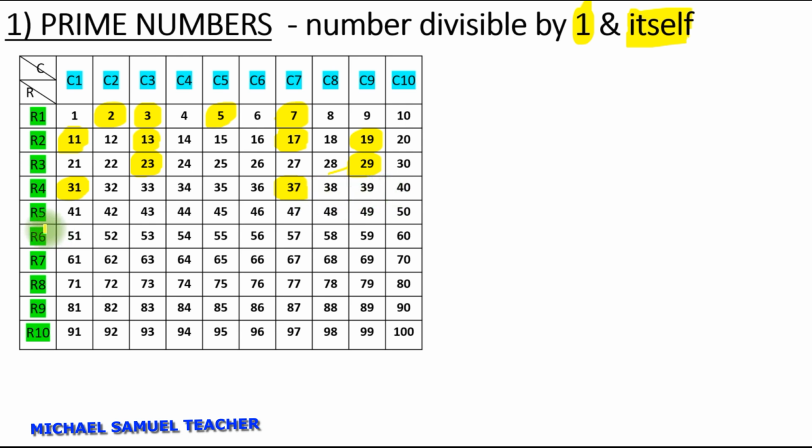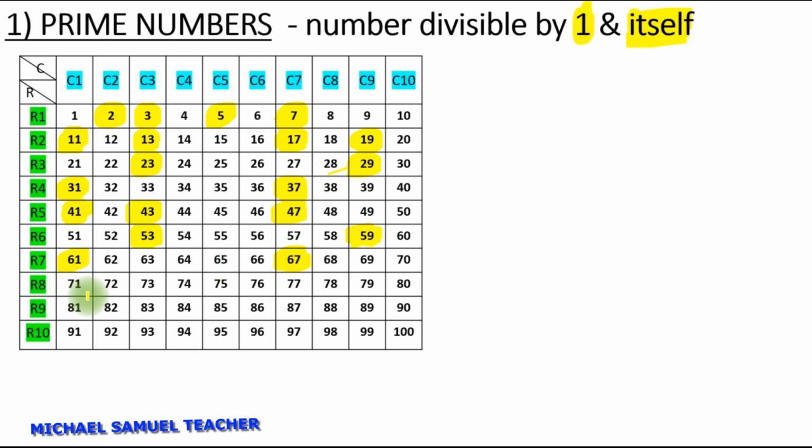But more. Then row 5, we have 41, we have 43, we also have 47. Then in row 6, we have 53, then we have also 59. 57 is not a prime number, so we have 53, 59. Then in row 7, we have 61 and 67.